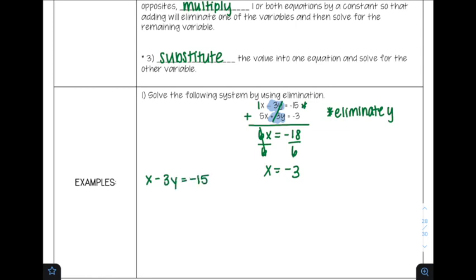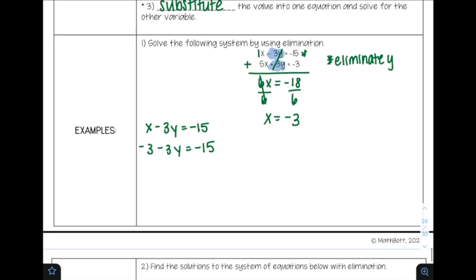I'm going to use my x, substitute it in, so I have negative 3 minus 3y equals negative 15, and I'm going to solve for my y variable. So here we have, I'm adding 3 to both sides, inverse operations. Again, negative 12, divide by negative 3 on both sides to cancel out. Y is going to equal positive 4.